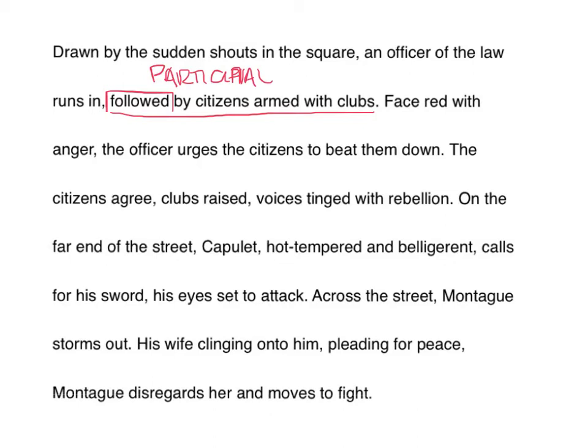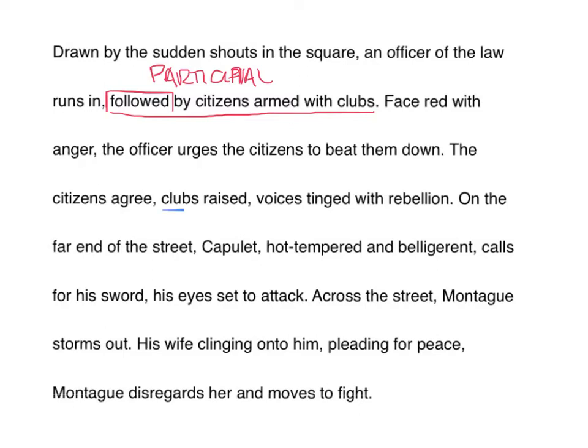I'm using that participial phrase, and in this case I'm using that past participle to tell you who comes in and follows the officer of the law, right? So I'm using an action verb to show that there's a rush of people coming in, that the officer of the law isn't the only one coming in, but there are people coming in with him. Let's take a look at our next set of examples, and I want to draw your eyes here to the citizens agree, clubs raised, voices tinged with rebellion.